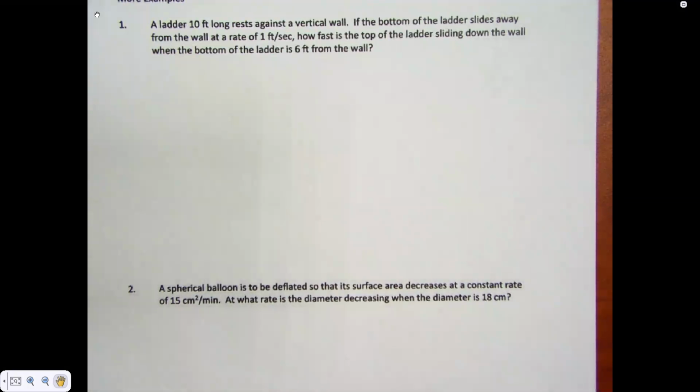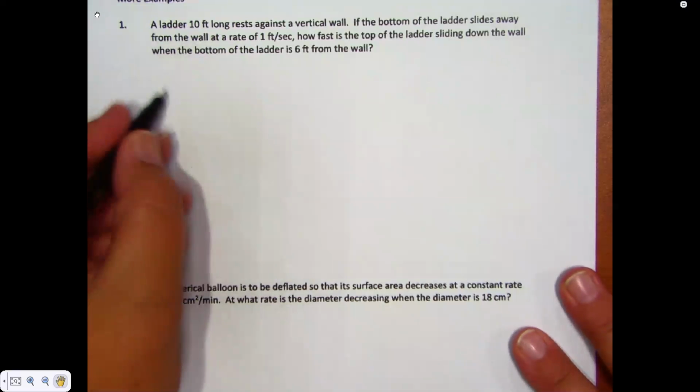A ladder 10 feet long rests against a vertical wall. If the bottom of the ladder slides away from the wall at a rate of 1 foot per second, how fast is the top of the ladder sliding down the wall when the bottom of the ladder is 6 feet from the wall? Now, keep in mind, I realize you've only read this one time. Let's try to get a picture. And I realize that's probably the hardest part. So, spend a little time if you need to, because once you get going, it's not too bad.